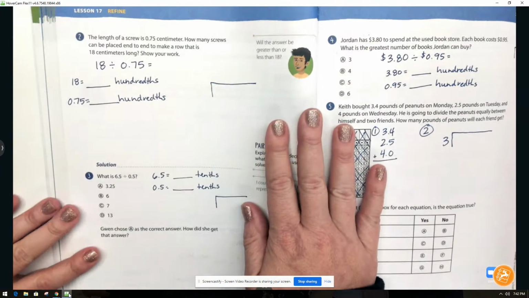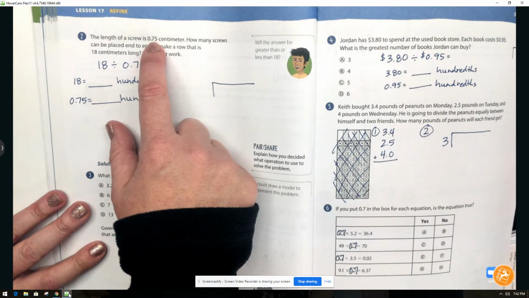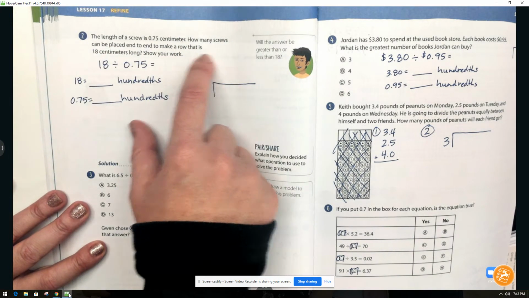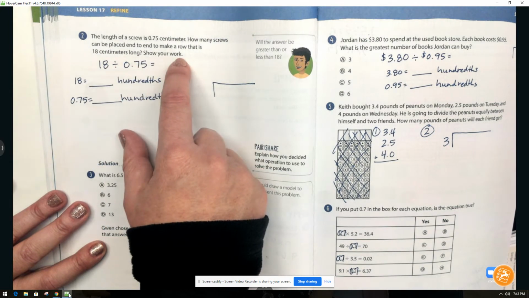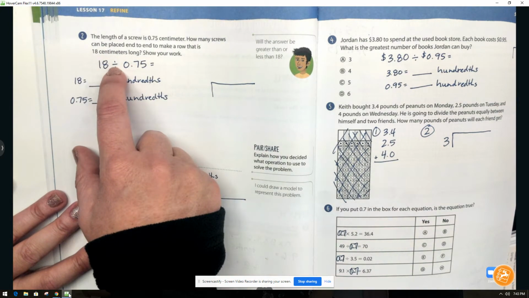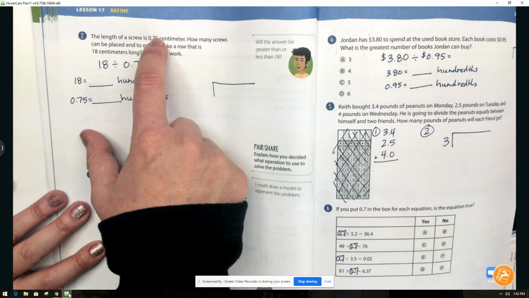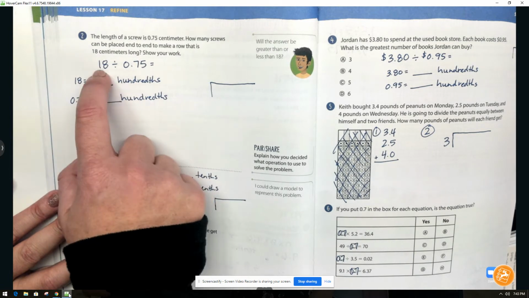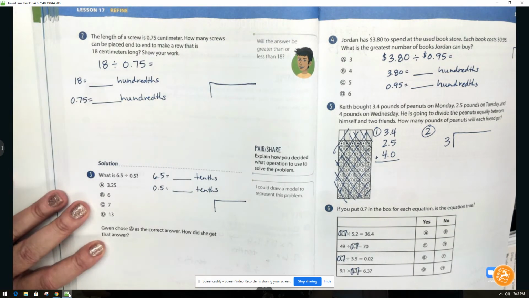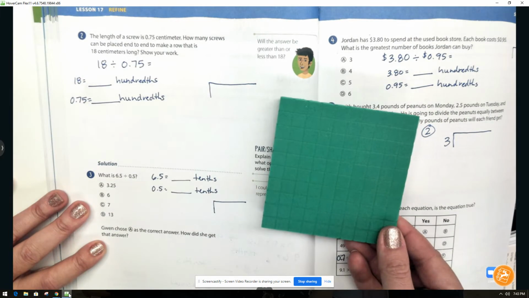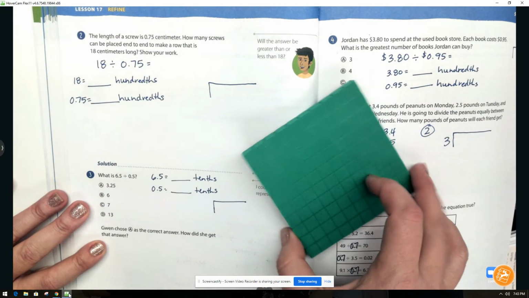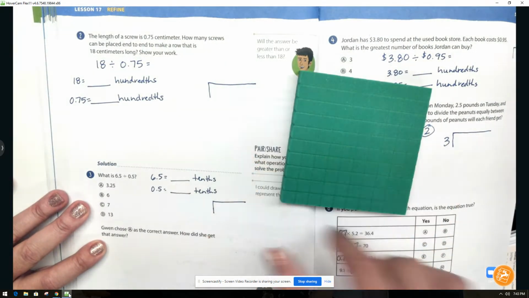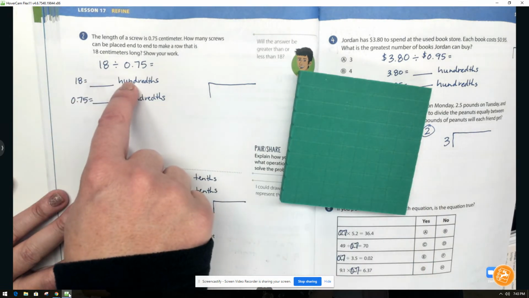Number 2 says this. The length of a screw is 75 hundredths of a centimeter. How many screws can be placed end to end to make a row that is 18 centimeters long? Show your work. So you have 18 centimeters long, and you're going to divide it by the length of one screw. So change 18 into hundredths. Now remember, 18 wholes, that's the same as having 18 of these. And how many hundredths are in one whole? 100. So if you had 18 of these that have 100 in each, how many hundredths would you have?